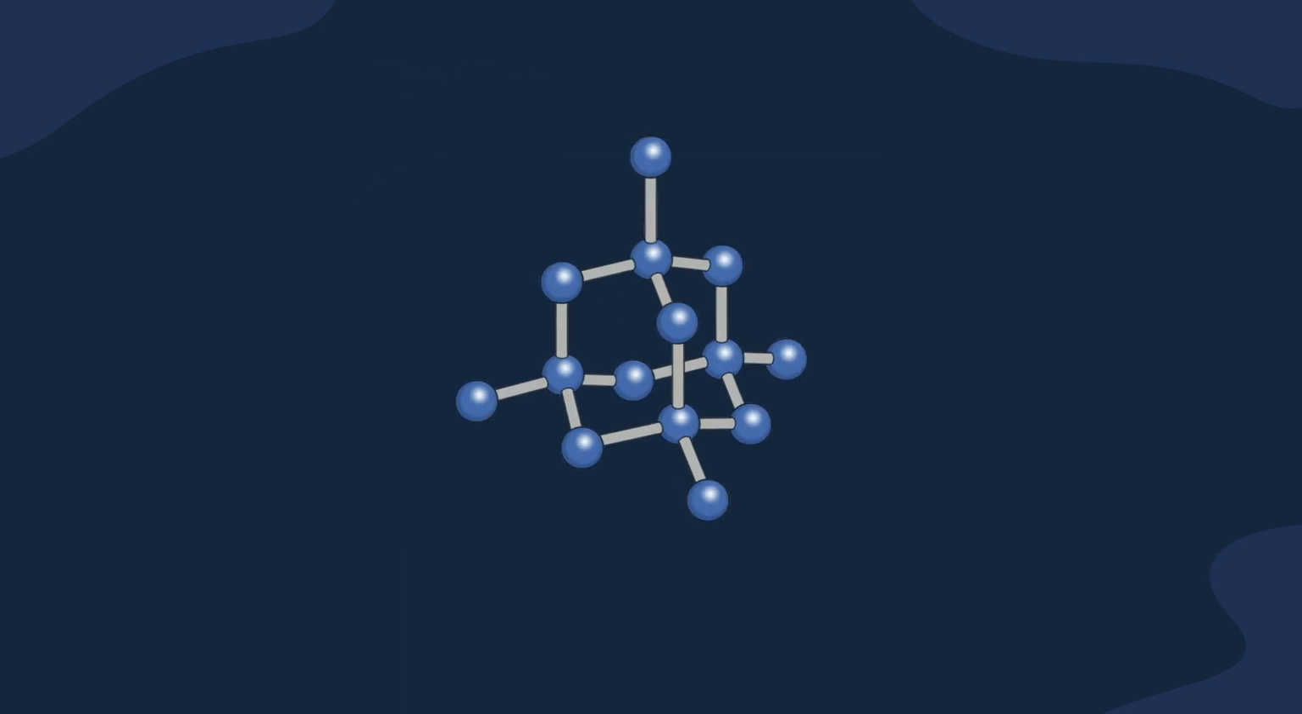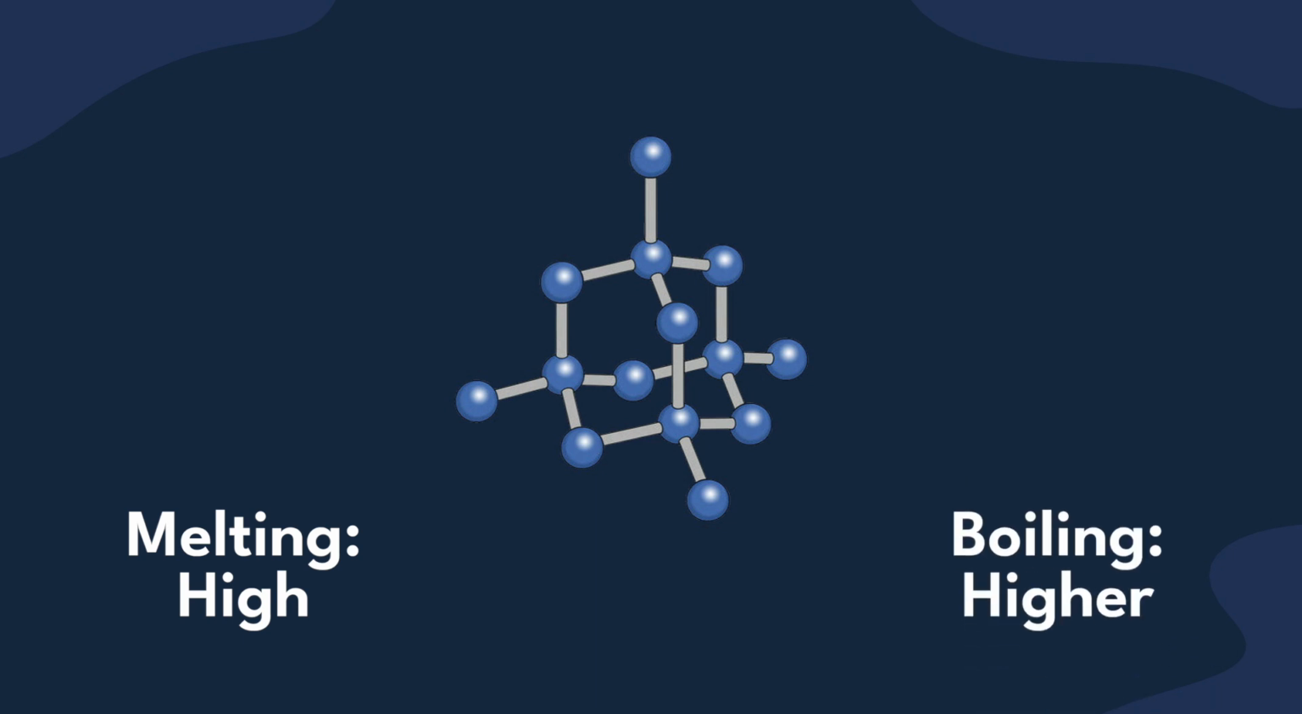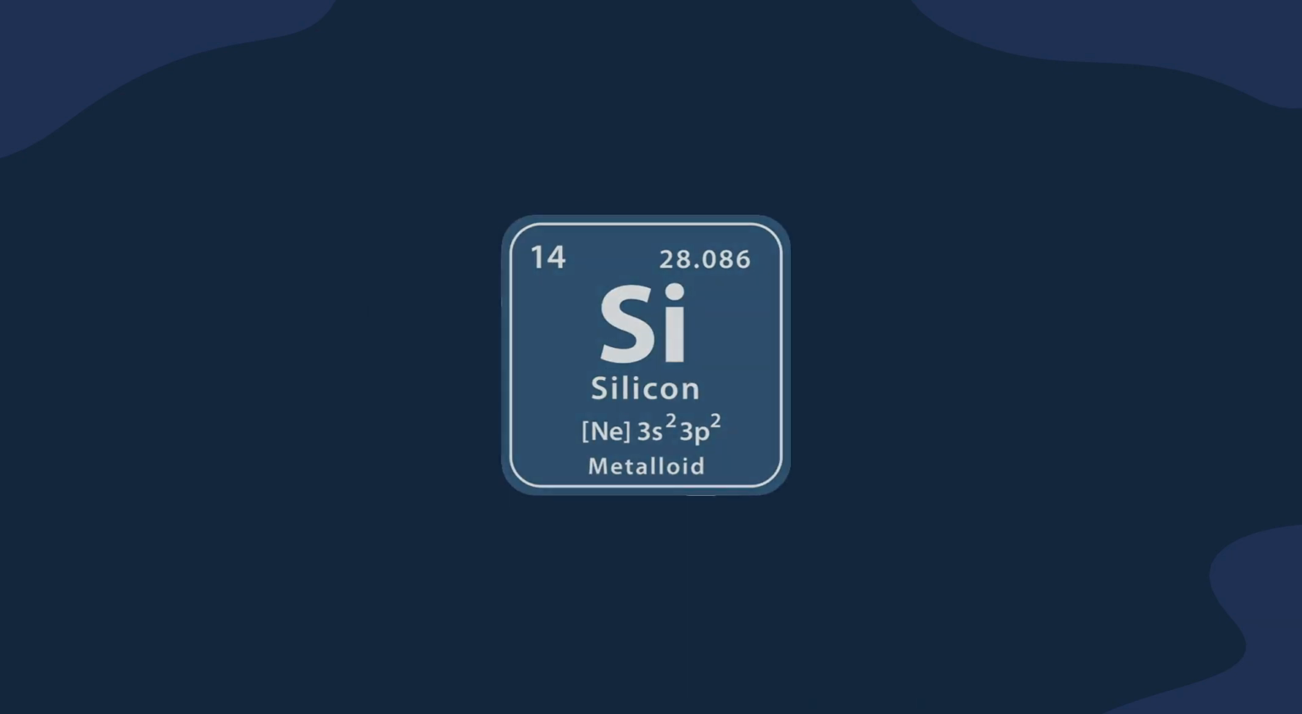There are also network covalent solids, in which atoms are held together in a lattice of covalent bonds. These network covalent solids have high melting and boiling points, yet they are poor conductors of electricity because they do not have any mobile electrons within them. Most network covalent solids contain carbon, such as diamond and graphite, or silicon, such as quartz and glass.